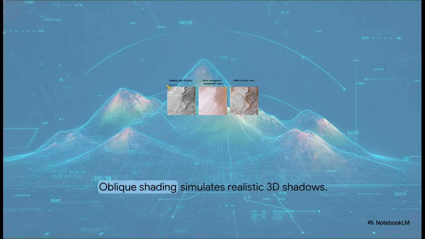But to really trick our eyes into seeing true 3D depth, we activate shaded relief, specifically oblique light shading. The map actually simulates a light source, usually shining from the top left, which casts realistic shadows across the terrain. Combining this shadow effect with transparent hypsometric layers and contour lines creates a stunning, almost tactile representation of the mountains.